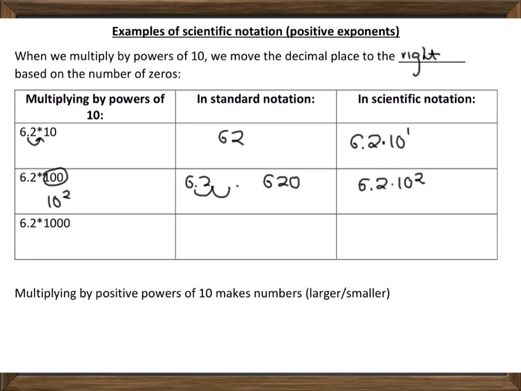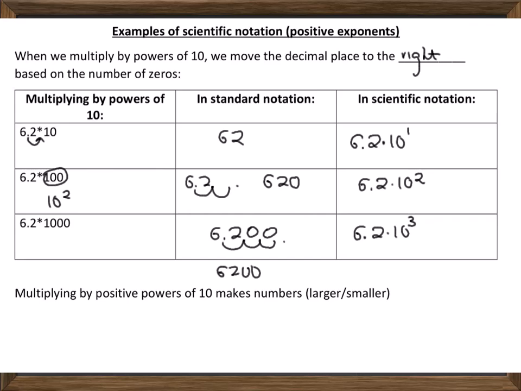What if I have 6.2 times 1,000? Well, you can type that into your calculator, or you can move the decimal place 1, 2, 3 times, fill in the blanks with zeros, and you will see that you get 6,200. How would I write that in scientific notation? Well, I would write it as 6.2 times 10 to the third power.